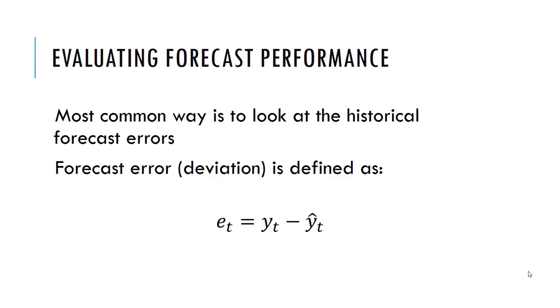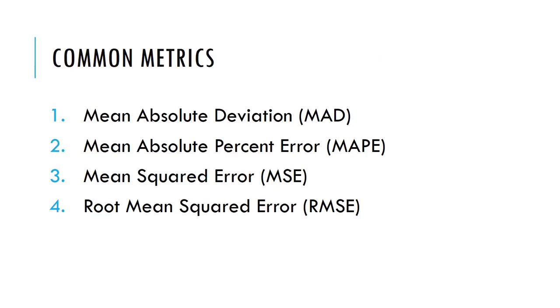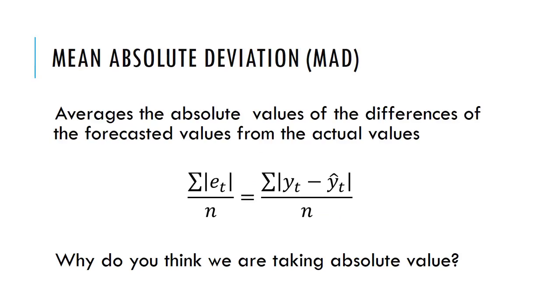So for example, the different common metrics that we see often are mean absolute deviation, MAD. Sometimes people call this mean absolute error. I like the acronym MAD a little bit better. And then we have mean absolute percent error, the MAPE. There's mean squared error, MSE, and then the root mean squared error, RMSE. So we'll look at each one of these and talk about advantages and disadvantages.